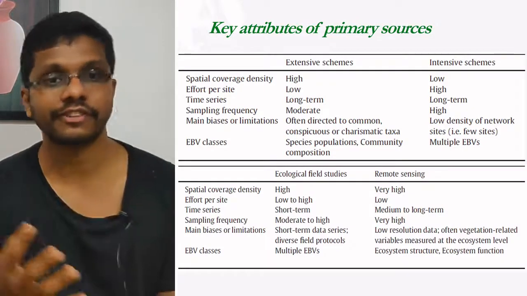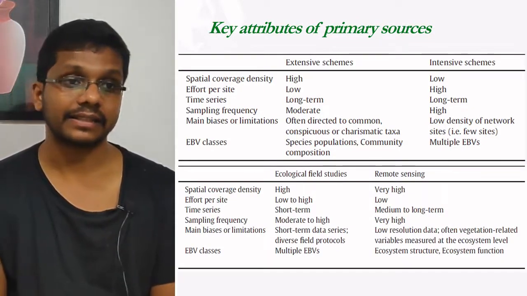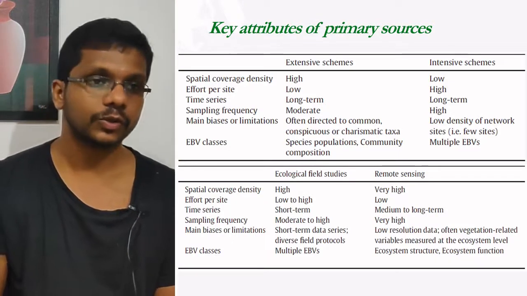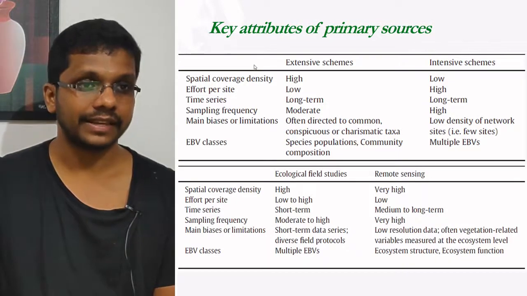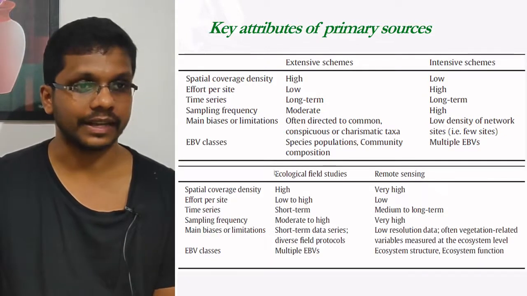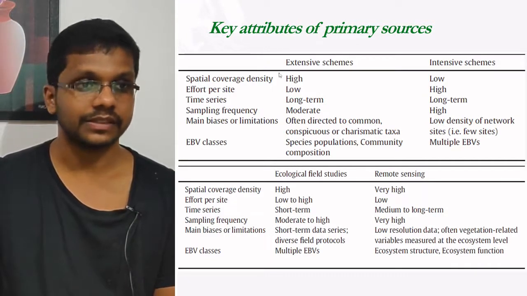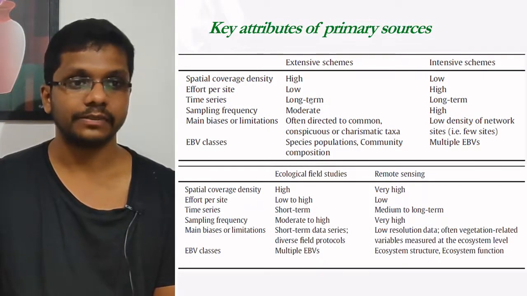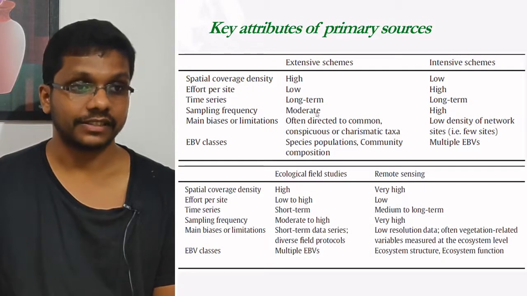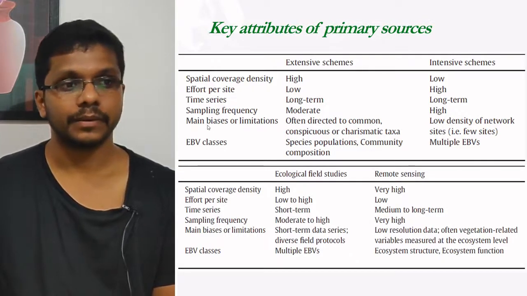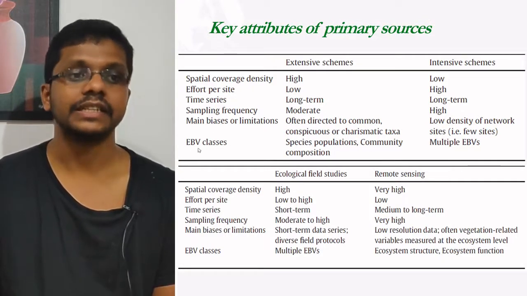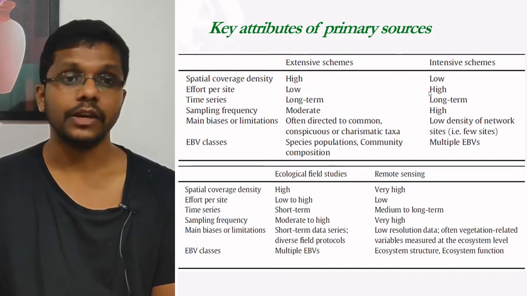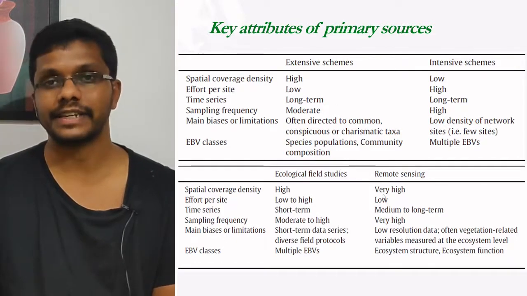So those are the 4 different types of primary data collection methods: extensive schemes, intensive schemes, ecological field studies, and remote sensing. In this table, we are summarizing the advantages of each of these schemes. Like in the case of extensive schemes, the spatial coverage is high, effort per size is low, time series is long, sampling frequency is moderate, main biases or limitations are listed here, and EBV classes covered. So this table gives the summary of the 4 different types of primary data collection methods used.